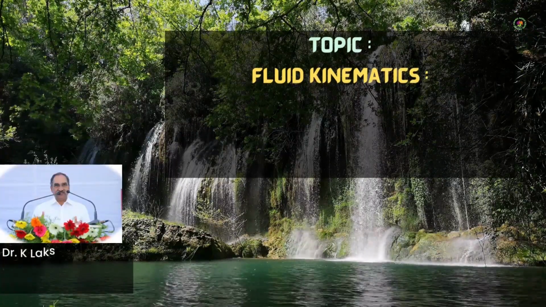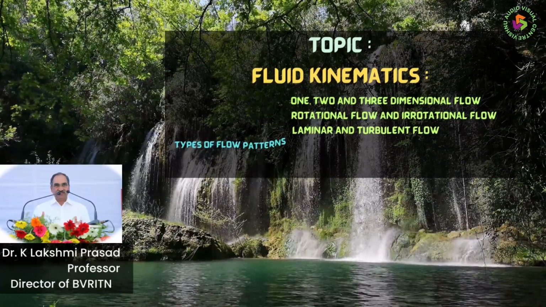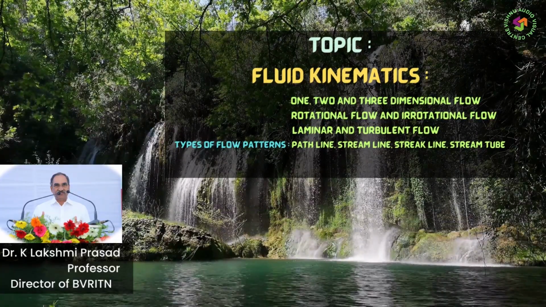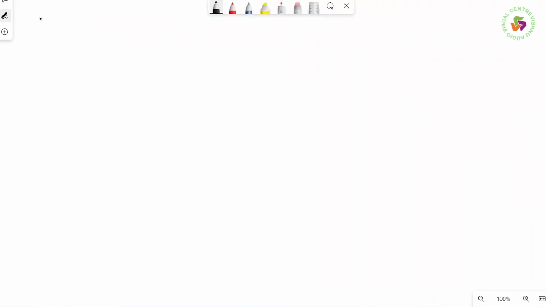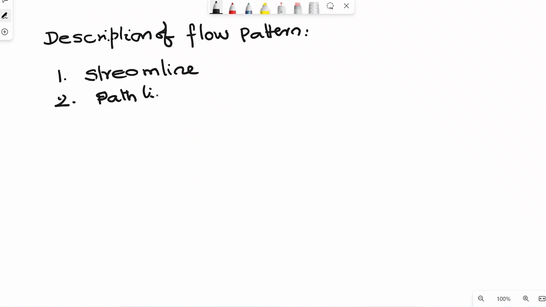The types of fluid flow, we will take it up. The description of fluid flow pattern. Straight away, we will share the whiteboard with you. We will take up the description of fluid flow pattern. The flow pattern may be described by means of, number one, streamline, path line, and streak line.